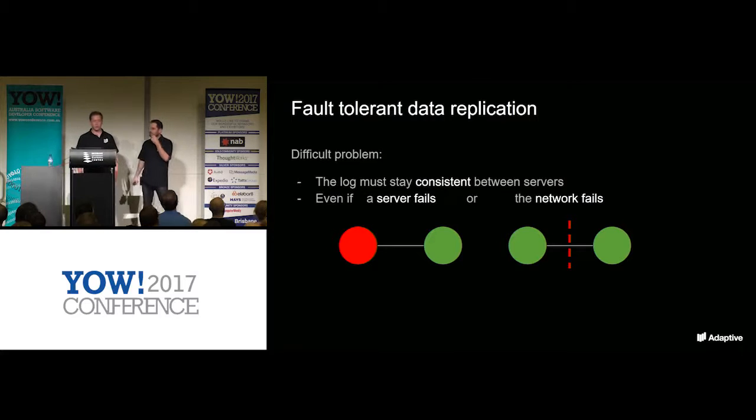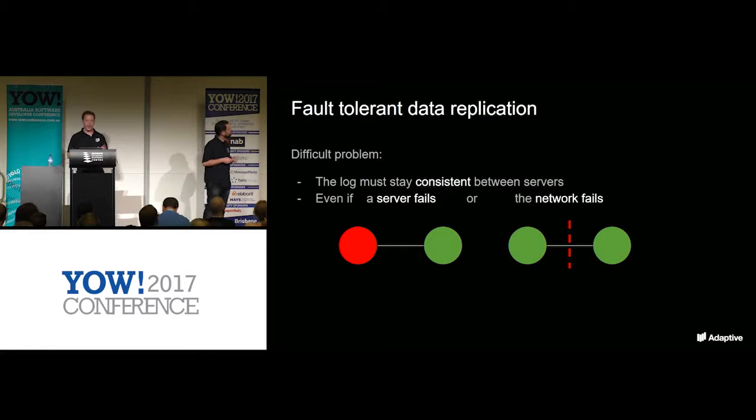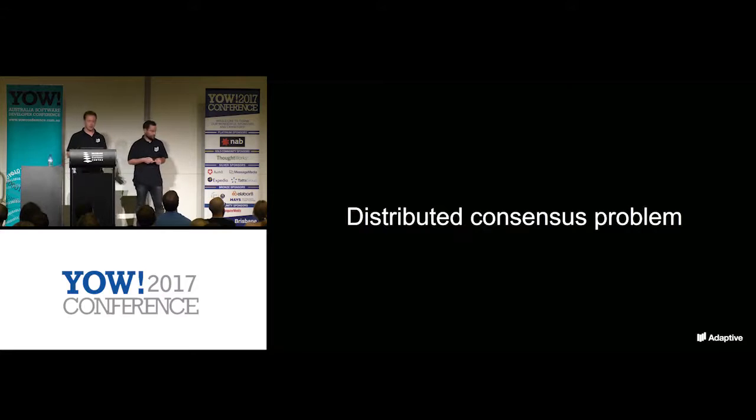So what kind of failures do we need to deal with when we're talking about fault tolerance? We've got a case where a server fails. That's a fairly obvious one. But we've also got cases where the network fails. So if we've got two nodes that don't know about each other, we want to make sure that they don't have different answers to the same questions. So this is a distributed consensus problem.